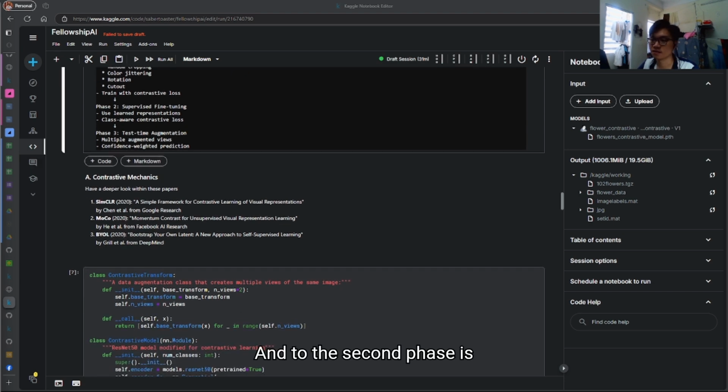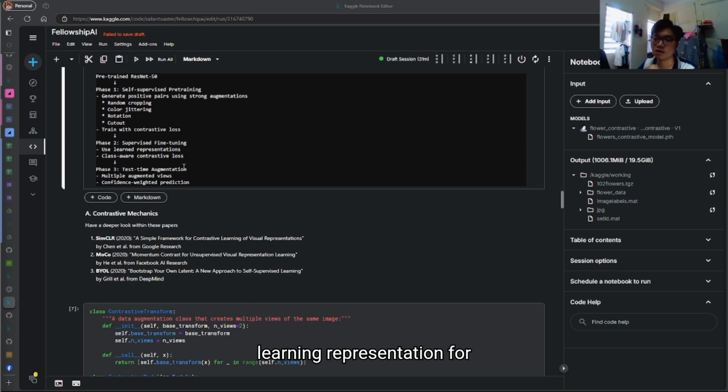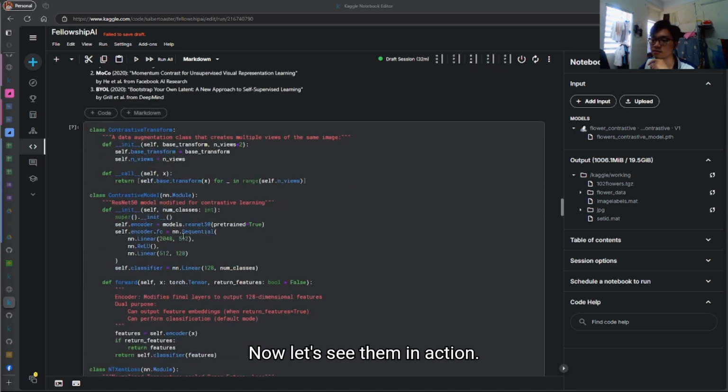And the second phase, though, is supervised fine-tuning. So that we use the learned representation for classification and implement a class-aware contrastive loss to address imbalance. And then the final phase is test time augmentation, generating multiple augmented views during inference for more robust and more reliable results. Now let's see them in action.